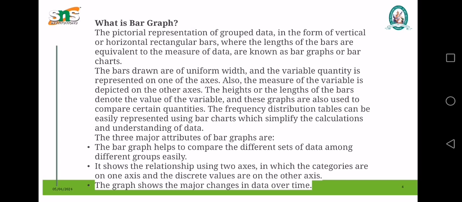The frequency distribution tables can be easily represented using bar charts, which simplify the calculation and understanding of data. The three major attributes of the bar graphs are: the bar graph helps to compare the different sets of data among different groups easily. It shows the relationship between two axes in which the categories are on one axis and the discrete values are on the other axis. The graph shows the major changes in data over time.